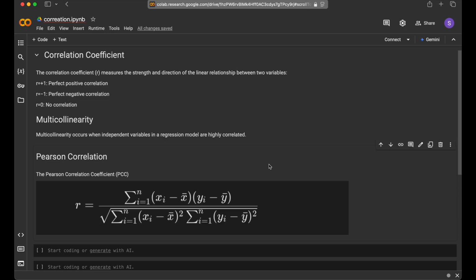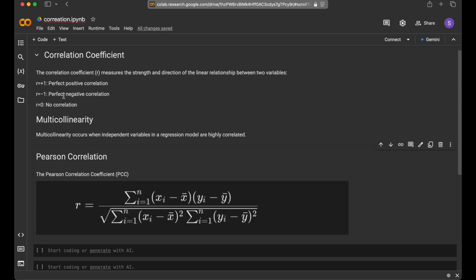The correlation coefficient measures the strength and the direction of the linear relationship between two variables. Positive one means perfectly positively correlated: as one variable increases, the other variable also increases proportionally. Negative correlation means as one variable increases, the other variable decreases proportionally. Zero means there is no correlation, no relationship between the two variables.